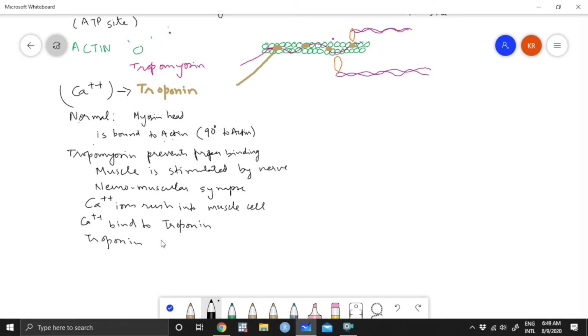Troponin pulls tropomyosin. Tropomyosin fits into the groove and therefore allows the myosin head to bind to actin.